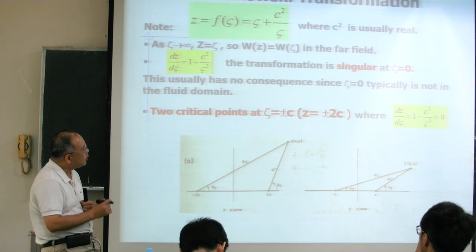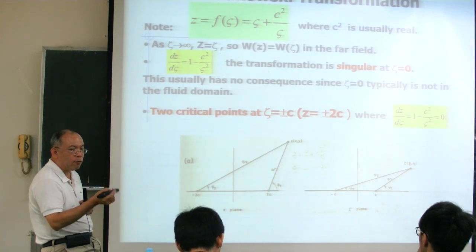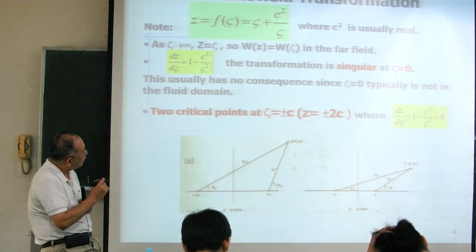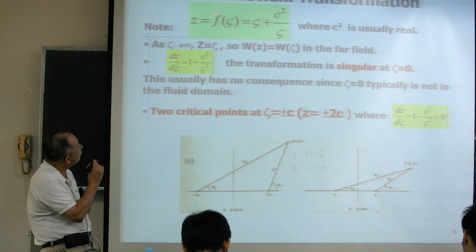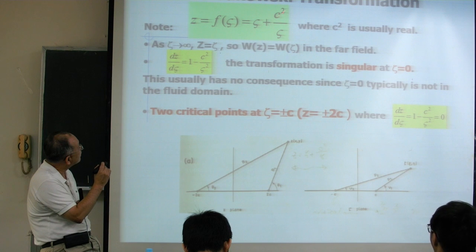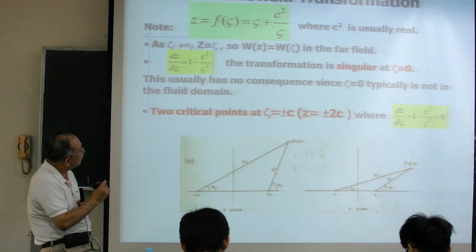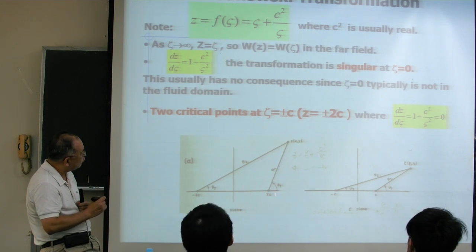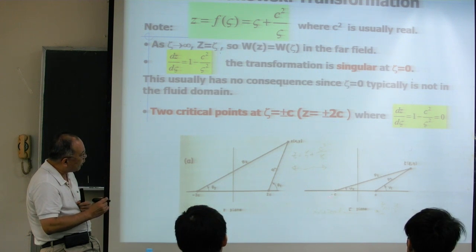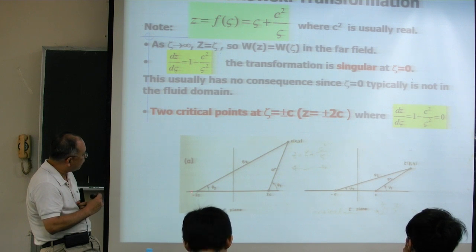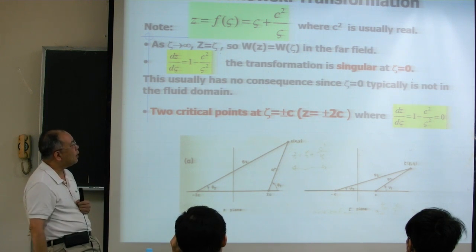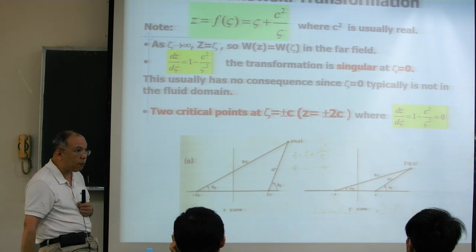Okay, as we said before, when passing through these critical points, our conformal transformation may not be conformal. Okay, you will see. If you take positive c through this mapping function, z will be equal to c plus c squared over c, which is positive 2c. So the point zeta equal to c in the zeta plane is transformed to z equal to 2c in the z plane. And the minus c point in the zeta plane is mapped to the minus 2c point in the z plane. So these are the two critical points for this mapping function.